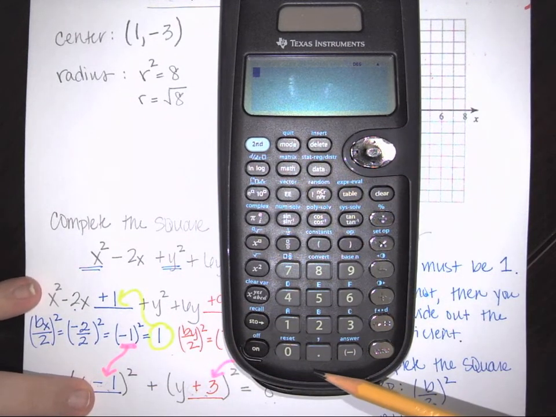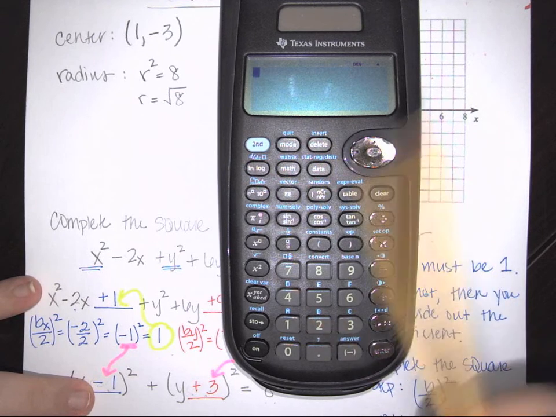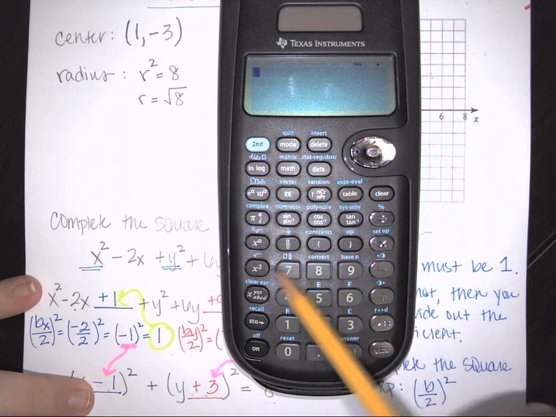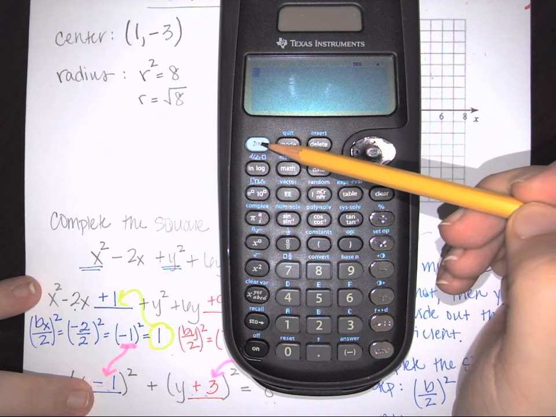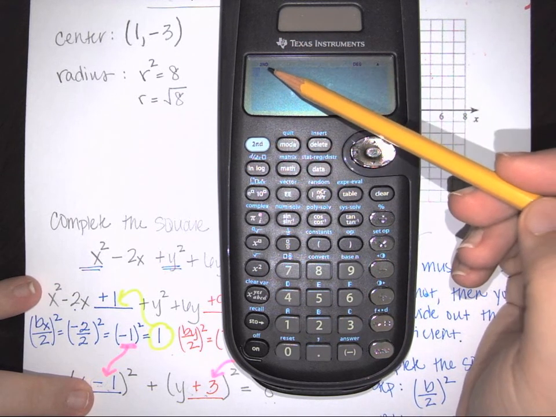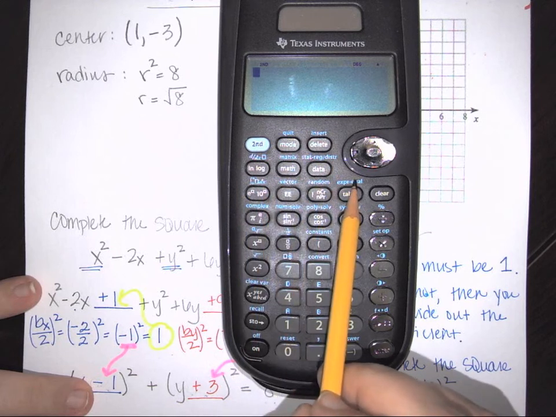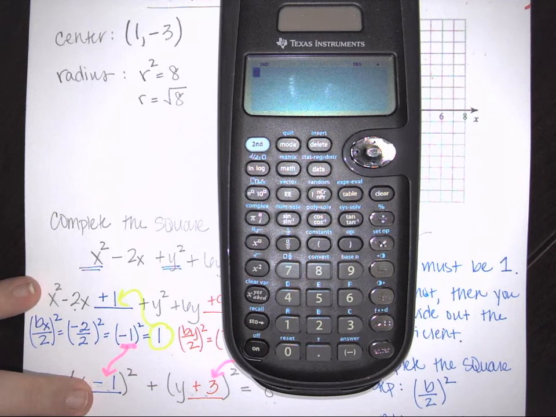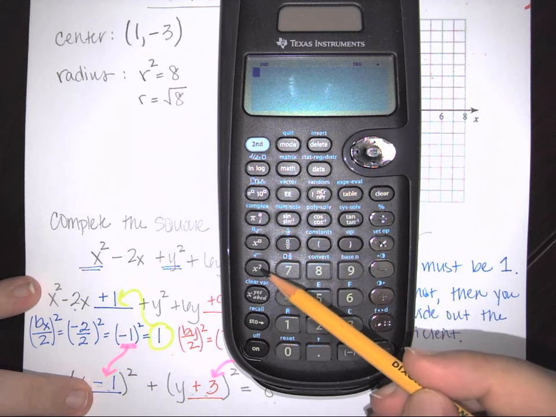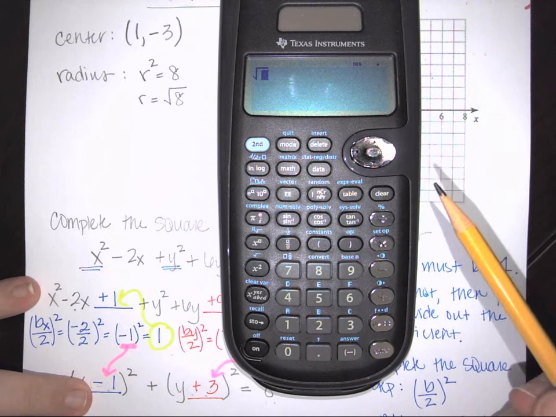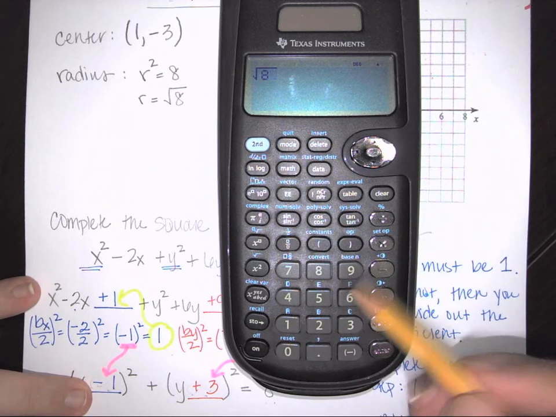Mine is the 36 Pro, so notice I have all of these blue terms on top of my buttons, and I've got this blue second button, so I would click that. Notice up in my window the second gets lit up, so what this is telling me is that I now have access to all these blue terms up here, and I want the square root function. If you look, the square root function is right over my x squared button, so I'm going to hit that and it is going to open my square root function, and I want the square root of 8.